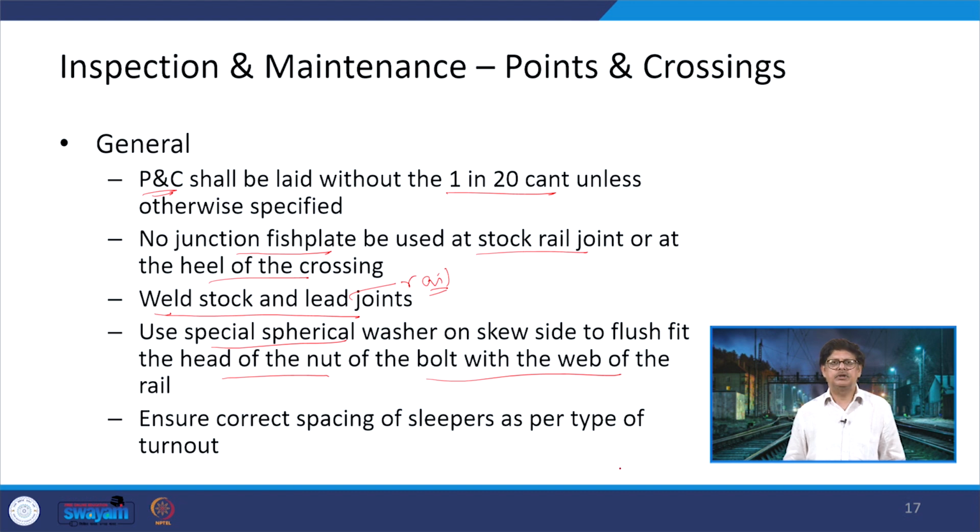Then ensure the correct spacing of sleepers as per the type of the turnout. For different types of turnouts, the sleeper spacings are defined, and if you remember, when we were discussing the sleepers in one of our lectures, we talked about what type of spacings are required in 1 in 8.5. They are variable spacings, they become constant after a certain number of sleepers, and similarly in the case of 1 in 12 we have also looked at those spacings.